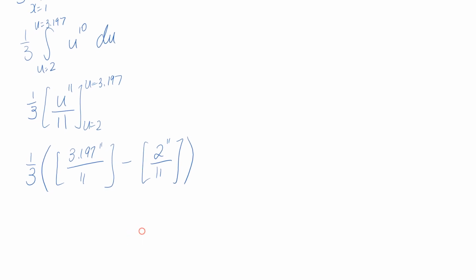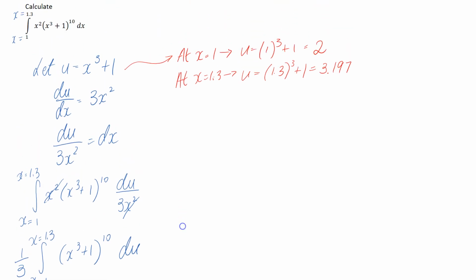So if you pop all of this into a calculator, you end up with the answer of 10,744 approximately. What that represents is the area under the curve for our function x squared times x cubed plus 1 to the power of 10, between x is 1 and x is 1.3. So that's all there is in terms of this video.